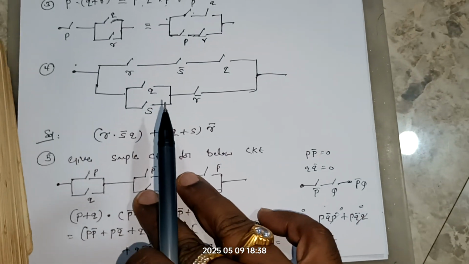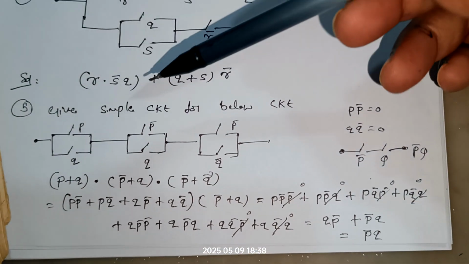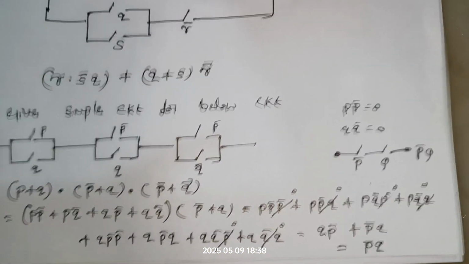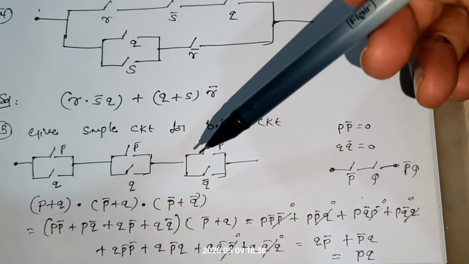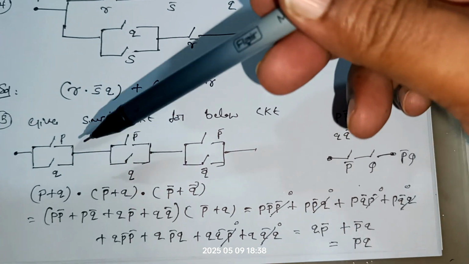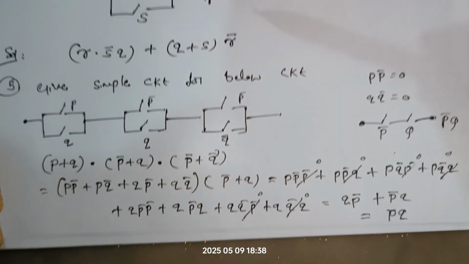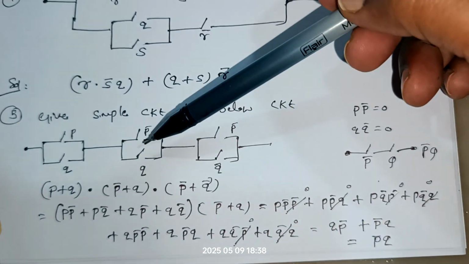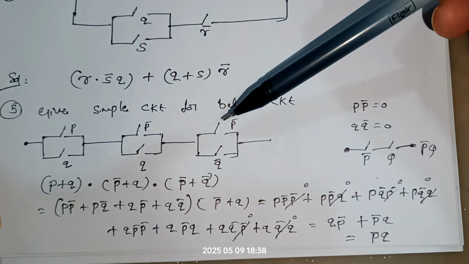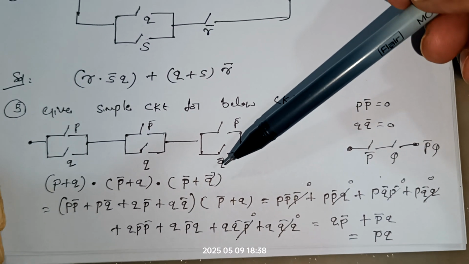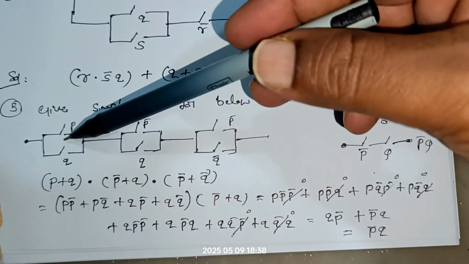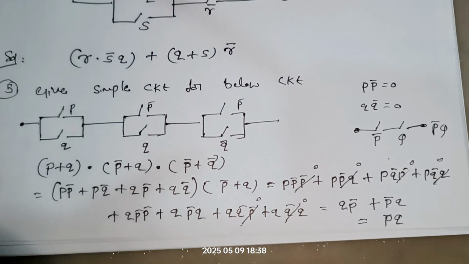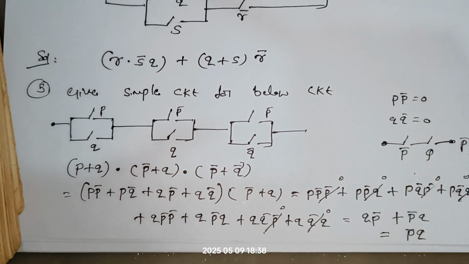Okay, so next one, the circuit is given like this, a simple circuit. So you should draw a simple circuit from this circuit. It's a complicated circuit. Okay, for that we should write the equations by considering the switches open and closed. So here we'll consider the switches. These two are in parallel, so it is P plus Q. These two are in parallel, so it is P bar plus Q. These two are in parallel, so it is P bar plus Q bar. But this whole thing is in series with this, and this whole thing is in series with this. So it is P plus Q into P bar plus Q into P bar plus Q bar.